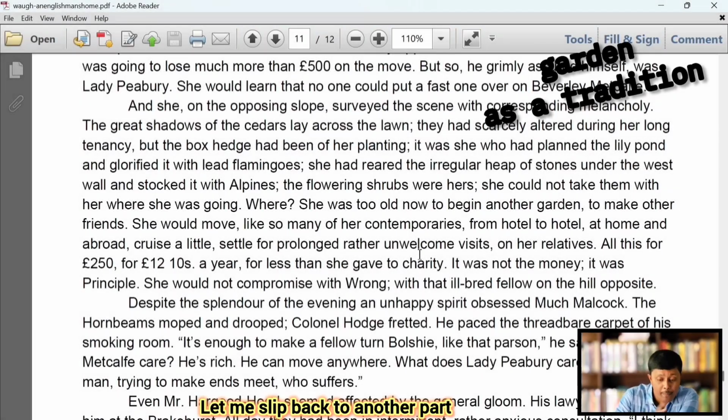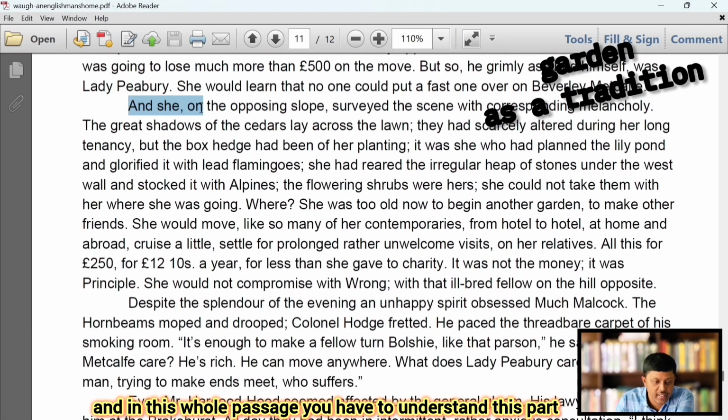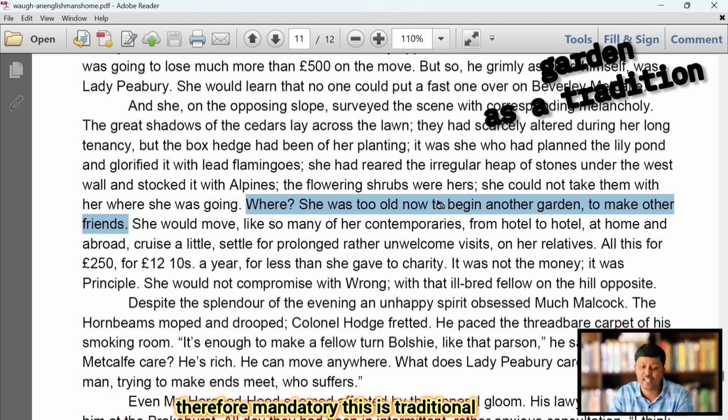Let me slip back to another part, part 4. In this whole passage, you have to understand this part where she was too old now to begin another garden to make other friends. See, this is therefore mandatory. This is traditional that you have to make a new garden in your new area. So wherever you are going, wherever you are building your house, you have to make a garden.